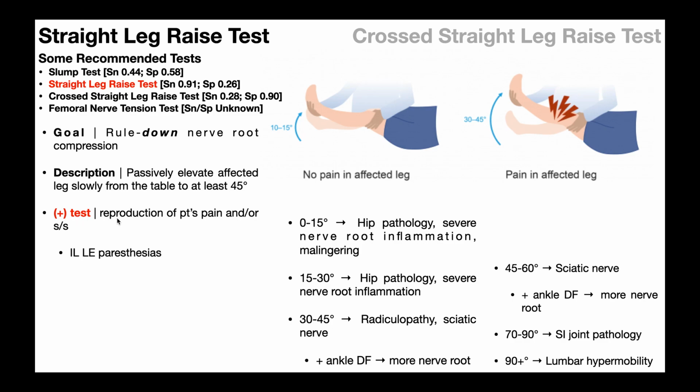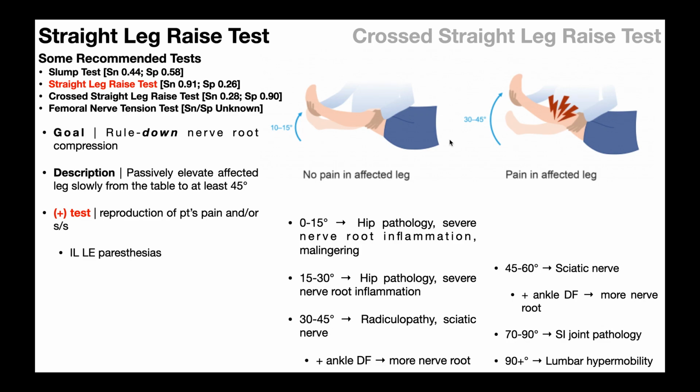Okay? So what constitutes a positive test? It's really going to be reproduction of the patient's pain and or their signs and symptoms. By pain, we mean the burning, shooting pain that's associated with nerve root compression. By signs and symptoms, we mean numbness or tingling. So in general, we're talking about ipsilateral lower extremity paresthesias. Now, why do I mention ipsilateral lower extremity paresthesias?